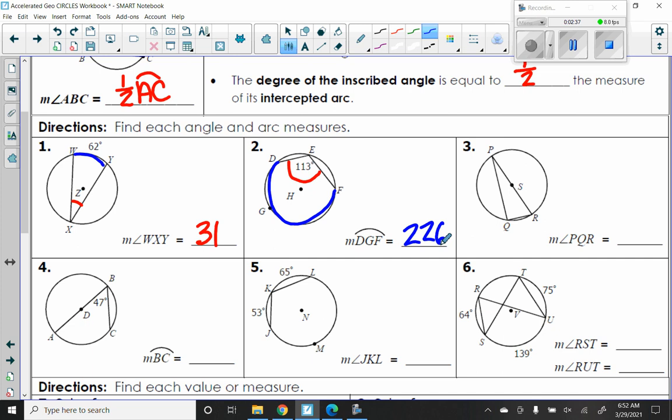Okay, angle PQR. I want you to see this. Angle PQR has endpoints that are on a special spot. Its endpoints are on a diameter. Anytime the endpoints of an angle are on a diameter, that is always a 90-degree angle. Always. When its endpoints are on a diameter, the diameter is in red. So that's a right triangle in there.